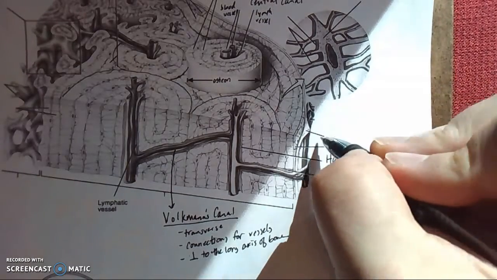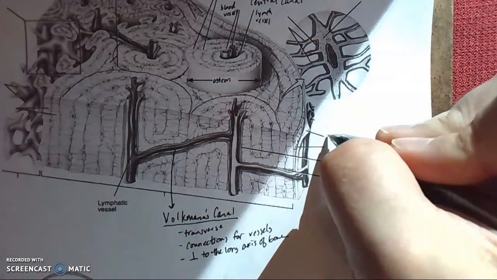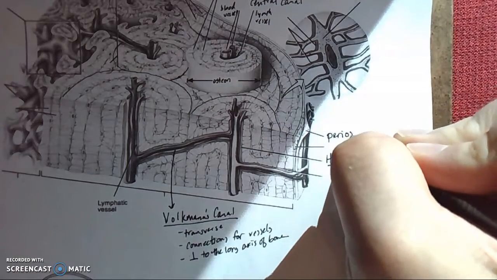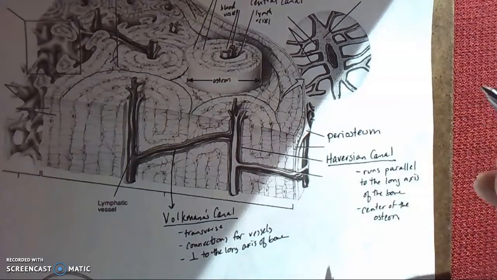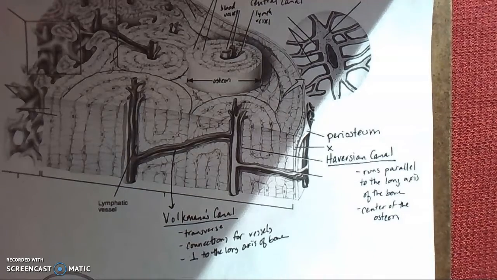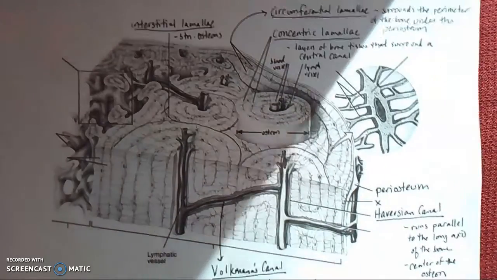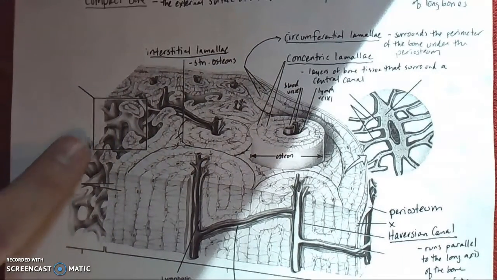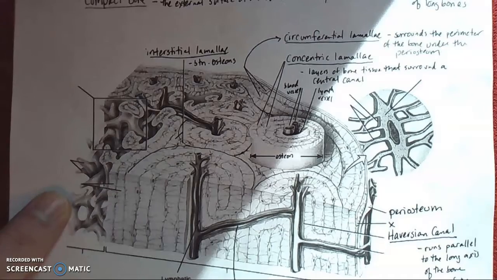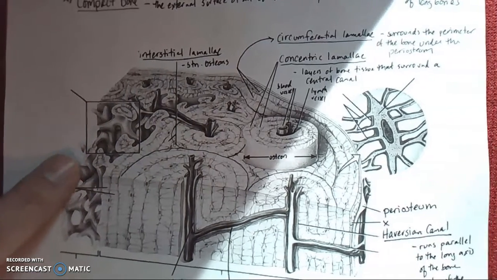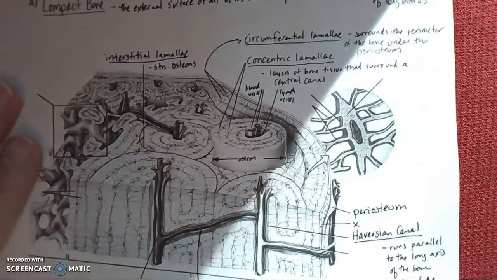We also have this layer surrounding here, so this is the periosteum. And we're not going to worry about this one. We're not going to worry about anything over here either until we talk about the second layer of bone, or second type of bone tissue, and its structure.